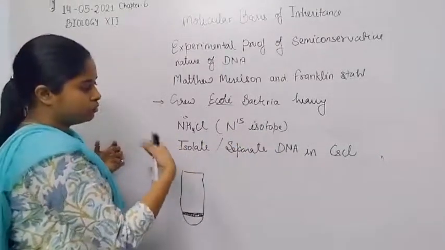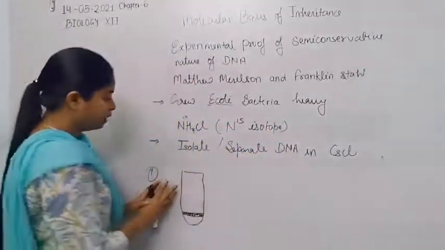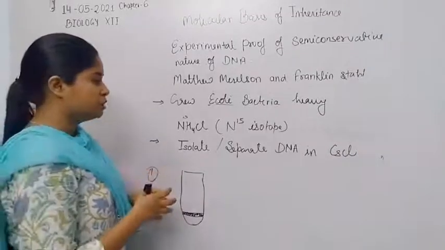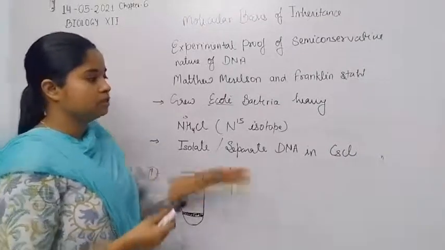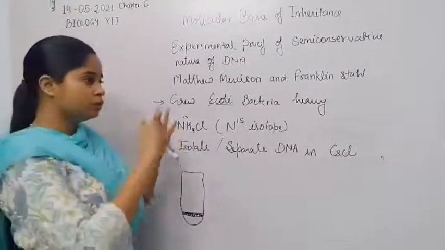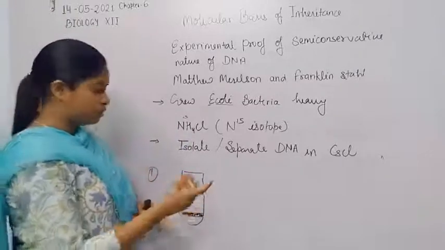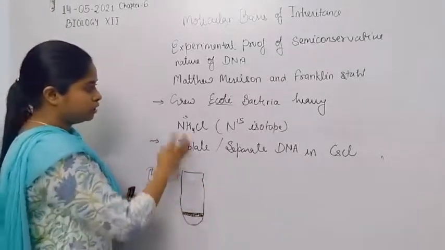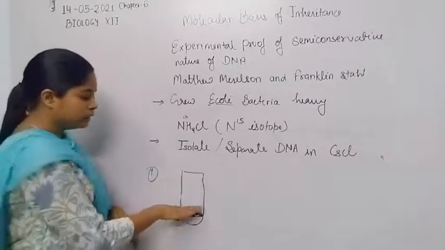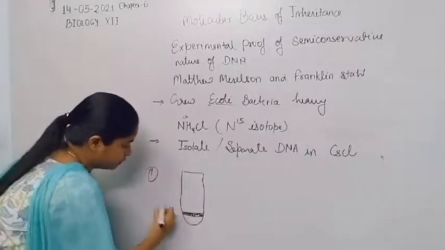Then they isolate or separate the DNA in a medium of cesium chloride, after the centrifugation process, because as we know the centrifugation process helps in the separation of DNA in cesium chloride. The DNA becomes separated, that means both the strands become separated. When they obtain the DNA in the test tube by centrifugation, all the DNA molecules are collected near the bottom, which shows the heavy nitrogen, that means N15.